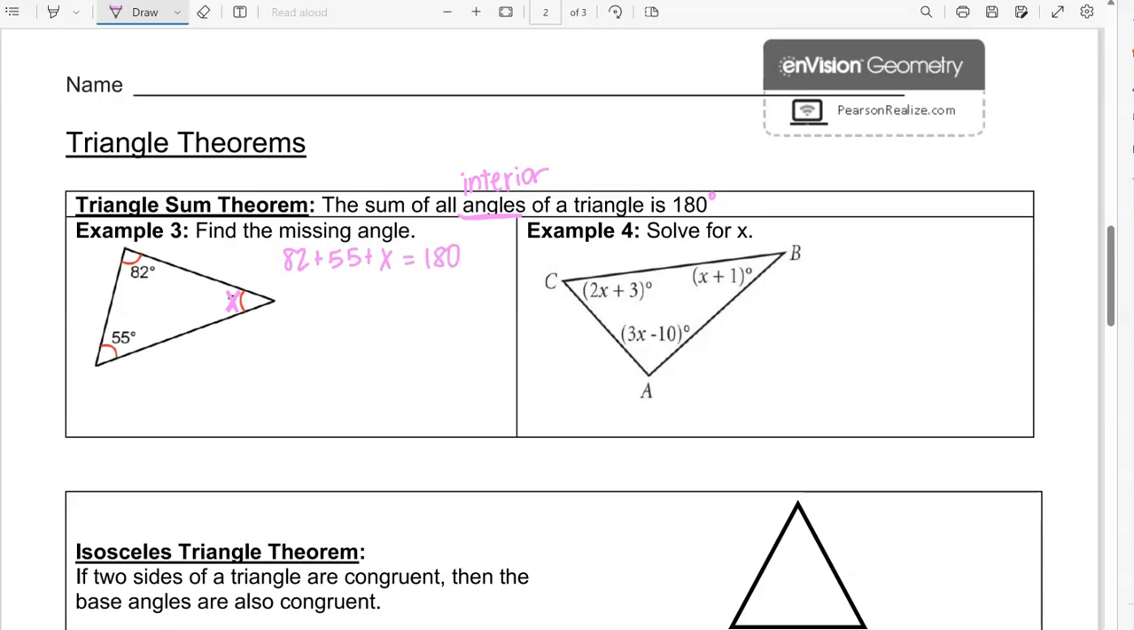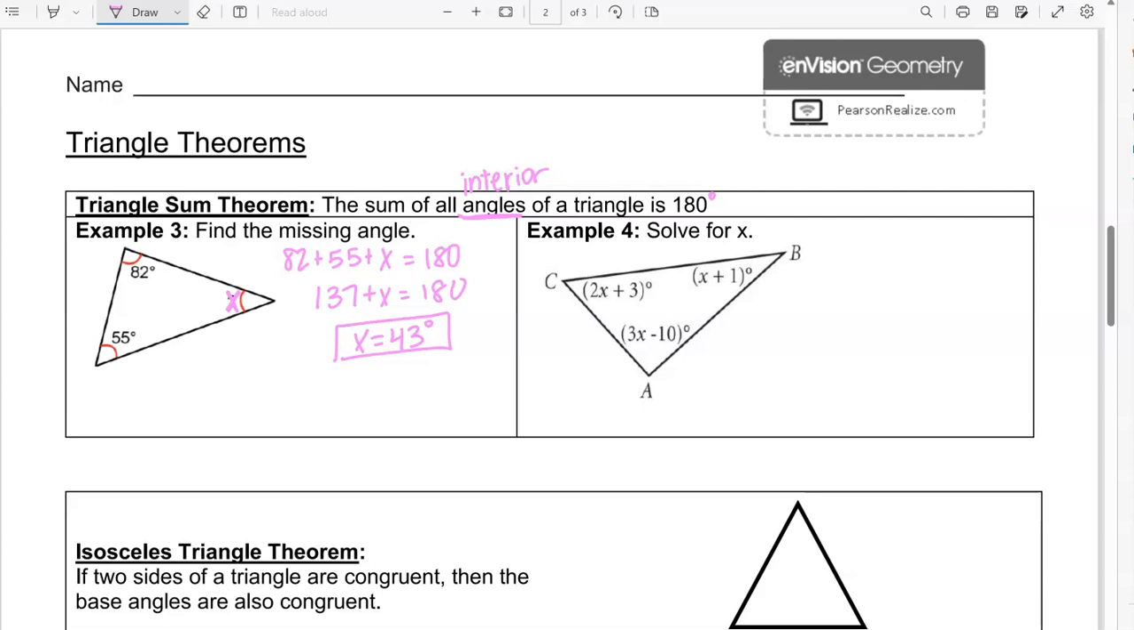Now, some of you may not need to set up that kind of a formula. That is completely okay. But if this works best for you to have a formal way of doing it, that is completely okay too. You can combine like terms and then subtract from 180, as that is our total. So 180 minus 137 gives us x equals 43 degrees.